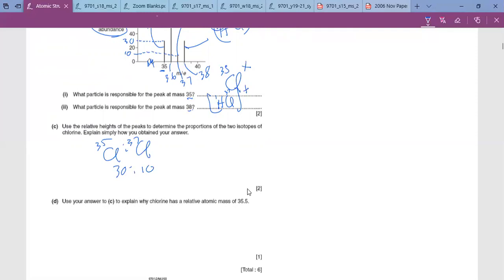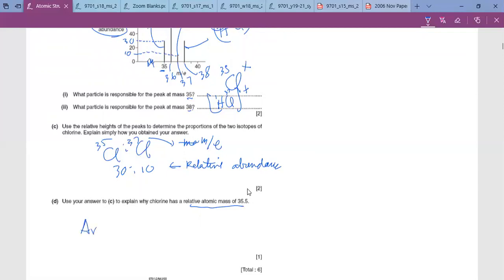Explain simply how you obtain it. Put on the relative abundances as well. This is from your mass over E value. So examine the proportion. For your answer, calculate AR. Show this one. Easy one.